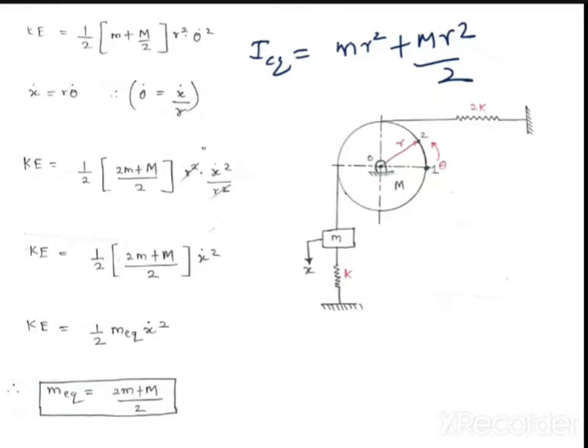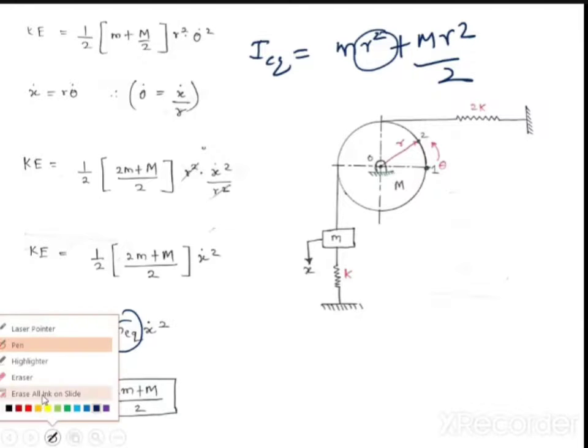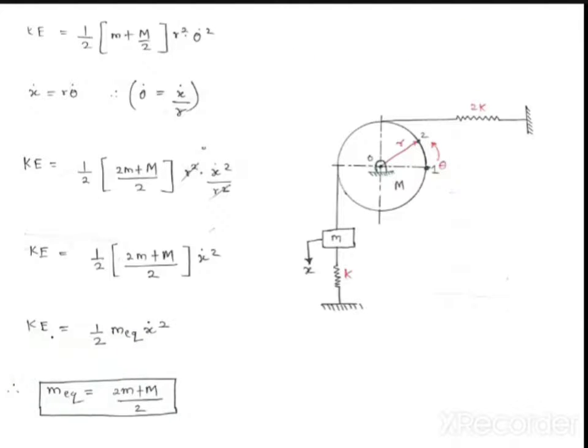So have you understood the difference? Whenever you are finding I equivalent, you are getting this term r square. But whenever you are finding m equivalent, this r square gets cancelled. This is the difference. That is why I equivalent and m equivalent are different, even if both are in terms of masses. Now tell me, here I haven't differentiated anything. Have you understood how I have found out m equivalent? Please message me. Have you understood or not?